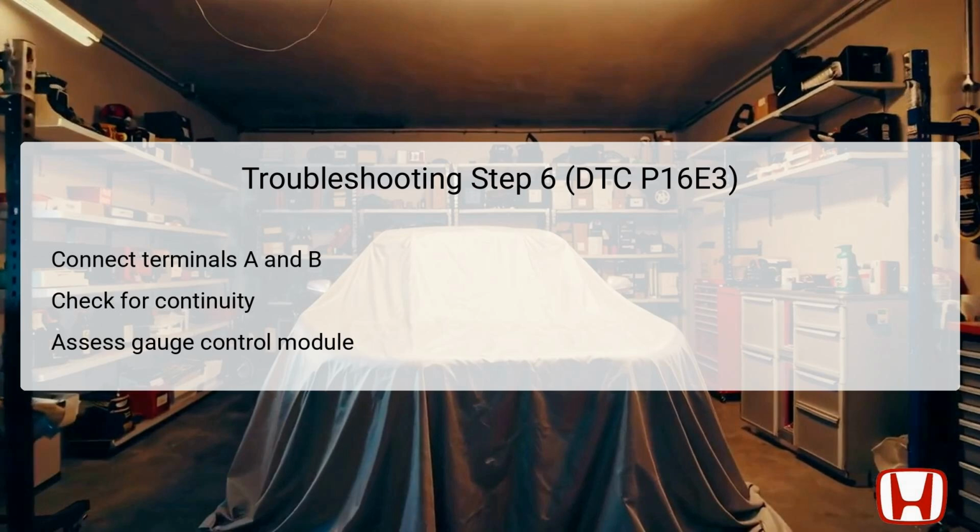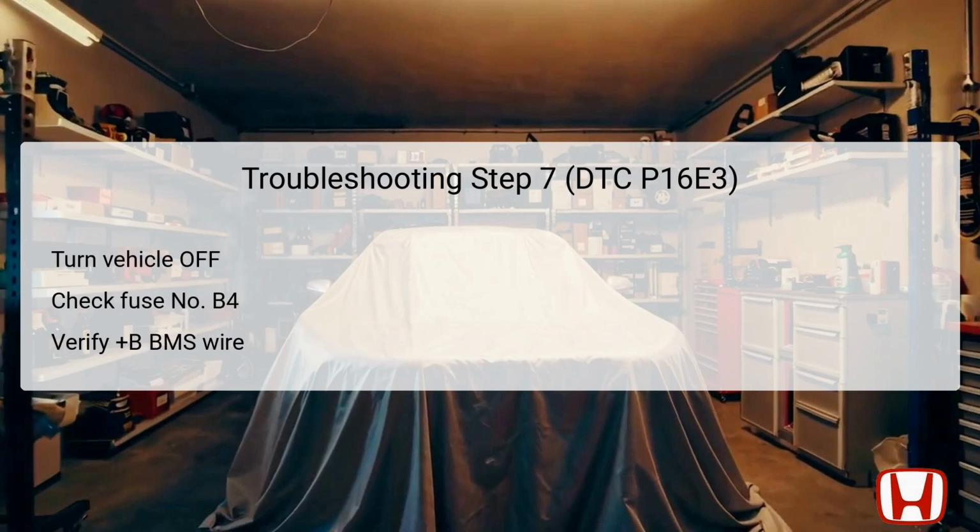If continuity is confirmed, it indicates that the LIN wire is intact. If this is the case, a replacement of the gauge control module may be necessary due to internal failures. Conversely, if continuity is not found, this suggests an open wire case that requires repair between the battery sensor and the gauge control module. Step 7 focuses on checking electrical protections in the circuit.